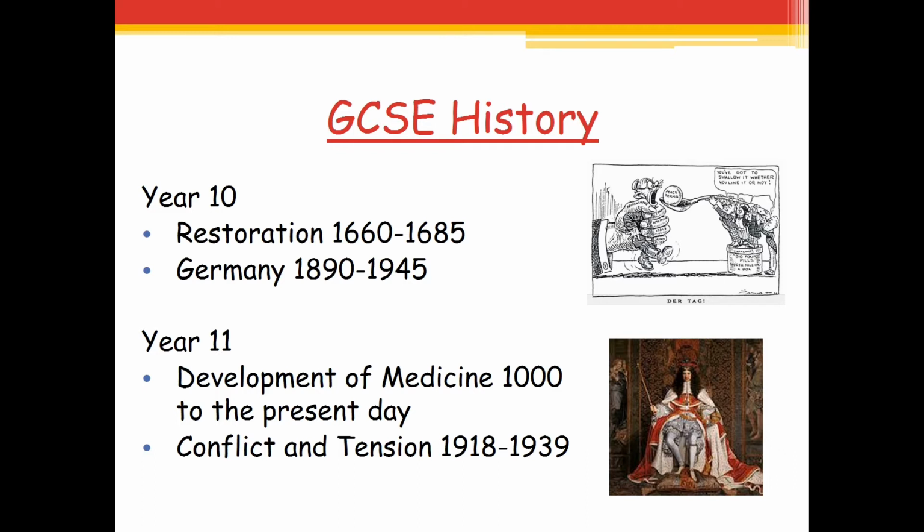So as you can see from the list here, in Year 10 you would study Restoration of Charles II, between 1660 and 1685, and Germany 1890 to 1945, and then in Year 11 you would move on to looking at the development of medicine over 1,000 years, and also conflict and tension 1918 to 1939. Each of those 4 modules are worth 25% of your overall GCSE grade.